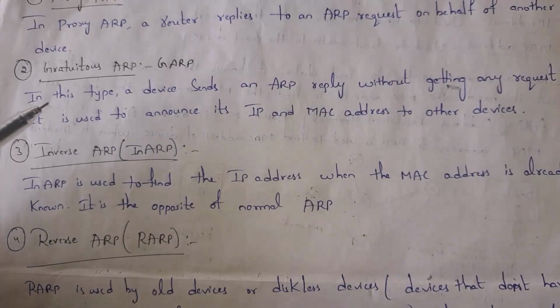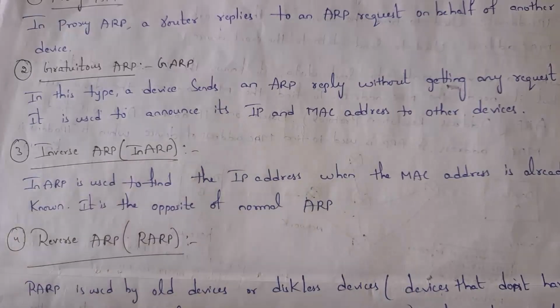The next type of ARP is gratuitous ARP. Shortly we call it GARP. Guys, in this type of ARP, a device will send an ARP reply without getting any request. It is used to announce its IP address and MAC address to other devices.